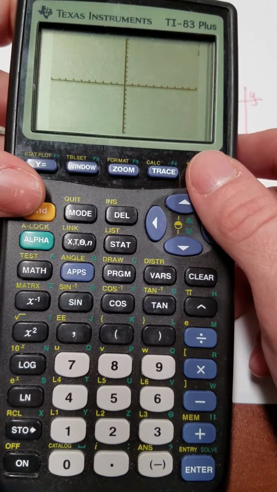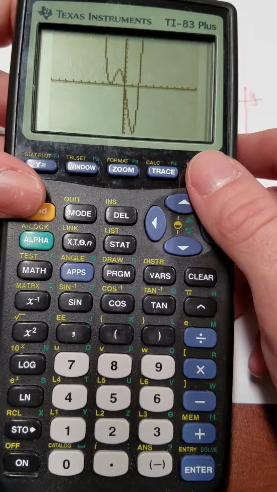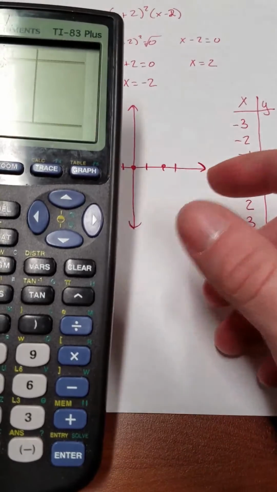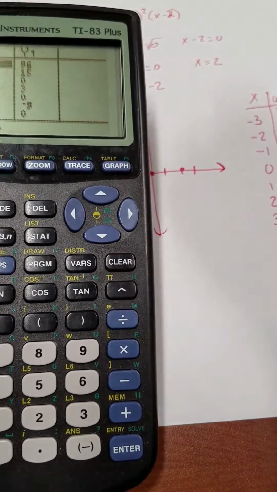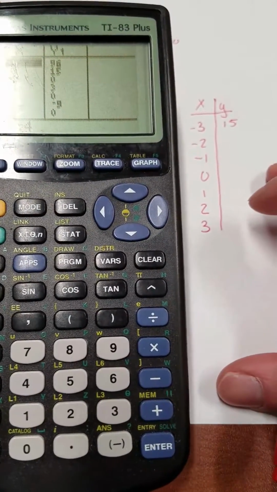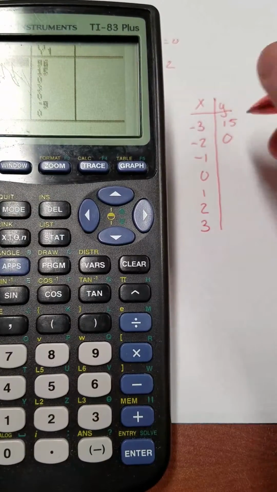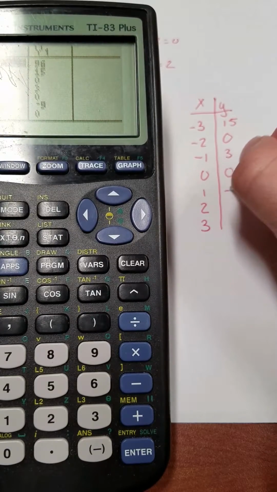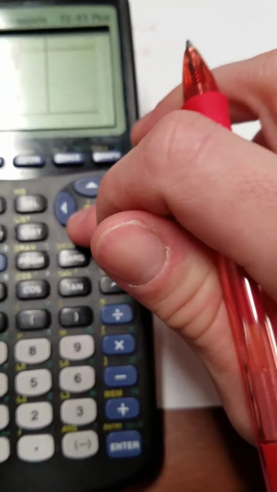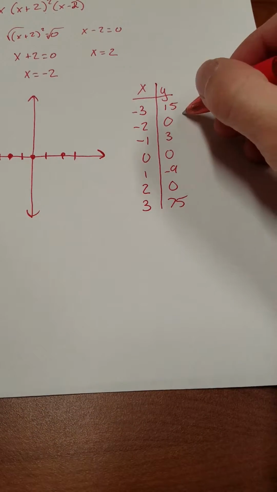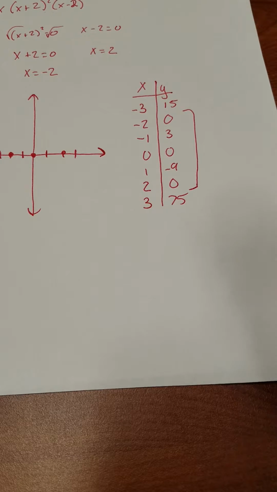If you want to look at the graph, that's a sketch of what our graph should end up looking like. And then there's my table. I actually want to see a table of values. You can't just sketch it from the picture. So, negative 3 is at positive 15. Negative 2 is at 0. Negative 1 is at 3. 0 is at 0. 1 is at negative 9. 2 is at 0. And then 3 is at 75. All right. Now again, we're only concerned with the values in the middle. Looking at the values in the middle, I go as high as 3 and as low as negative 9.